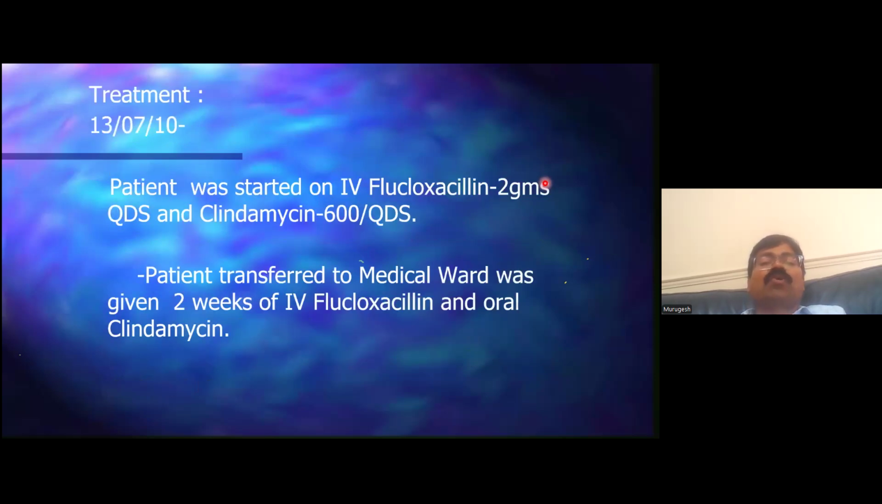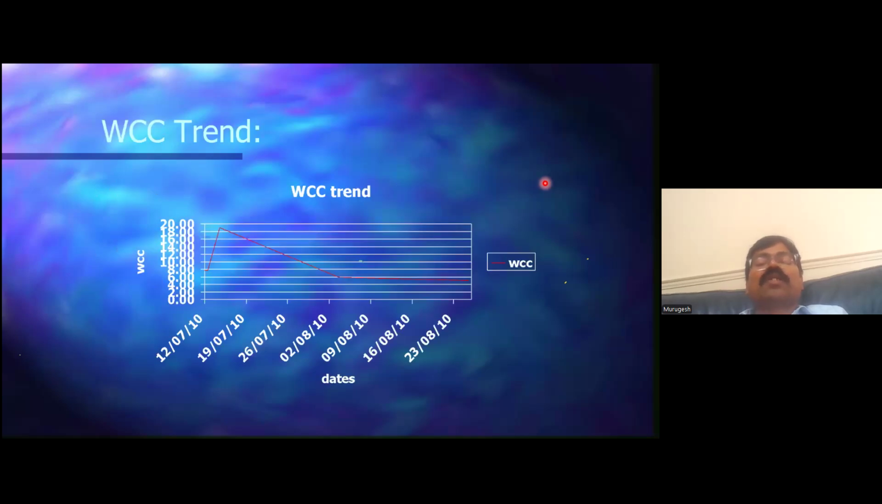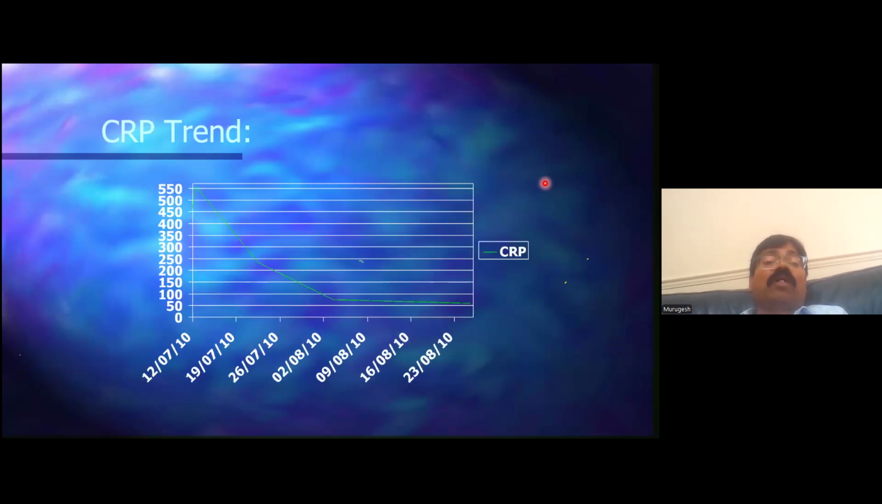And the impression was an L5, L1 intraspinal abscess with an epidural abscess behind the L5 vertebra. So the patient was commenced on Fluclox and clindamycin 600 QDS, and she continued the antibiotic. Usually we get spinal surgeons involved when you have this kind of patient. She had antibiotics for 8 weeks, and then she was transferred to a nearby neurosurgery referral unit in Sheffield. The white cell count, as you can see clearly, came down nicely with antibiotics. Same with CRP, trending down nicely.